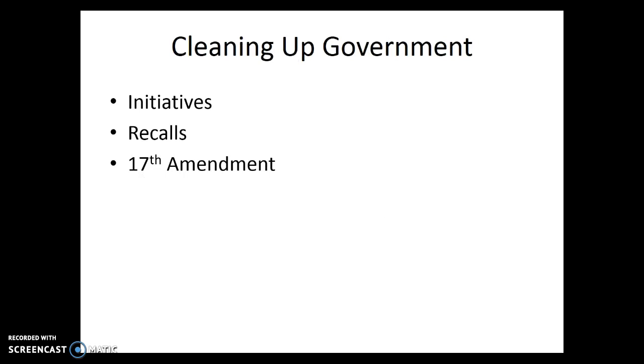We see initiatives started. Initiatives are bills that were originated by people rather than by lawmakers. We also see recalls. Recalls enabled voters to vote to remove public officials from elected positions. If there was a large enough cry for this, they would have to face another election in the middle of their term to see whether or not they would be kept for the remainder of their term. So they would have to force another election before they could finish their term, if enough voters voted for it.